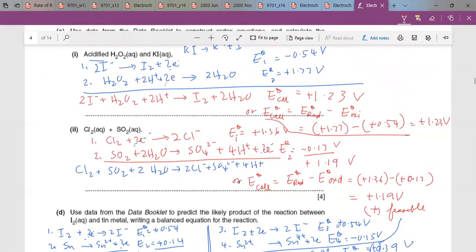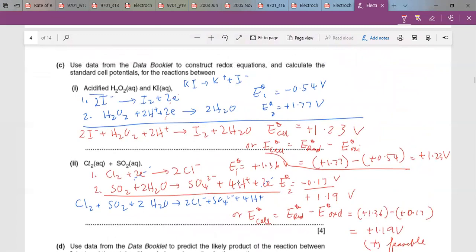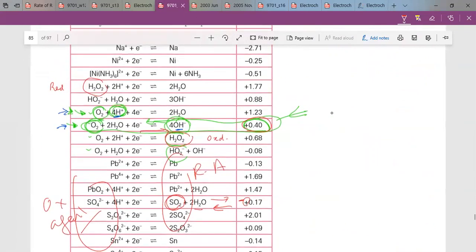Now this one is a bit tricky. We have a bit more time. Here is H2O2 and KI. H2O2 is very important here. The H2O2 is two-faced. It can act as a father, act as a son. It can act as an oxidizing agent, or act as a reducing agent. Now, which one is it? It's very important here.